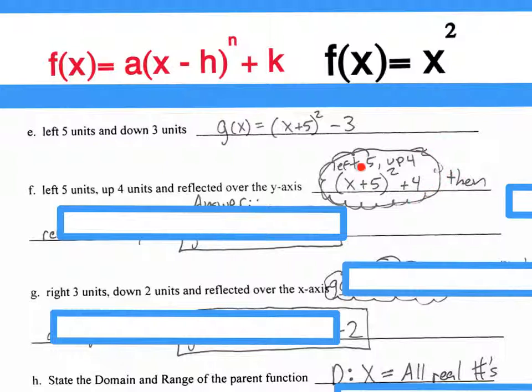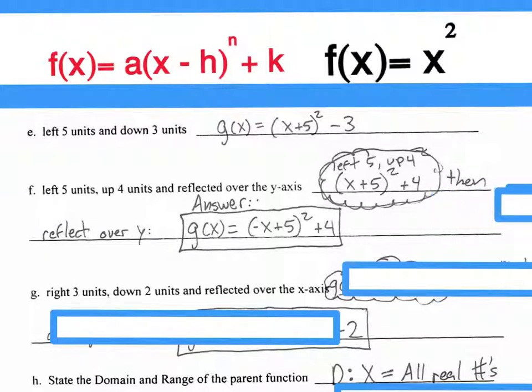Now that's not our final answer, because it also says and reflects over the y-axis, and we need to remember, to reflect over the y-axis, you have to change the sign of x. To reflect over the x-axis, you have to change the sign of y. And right here, we are reflecting over the y-axis, so we need to change the sign of x. And where's x at? It's right here. So on this one that we've already transformed, we need to go inside the parentheses and change the sign of x only. And we'll get our final answer, g of x equals parentheses negative x plus 5 squared plus 4. Part G, right 3 units, down 2 units. Okay, let's think about that.